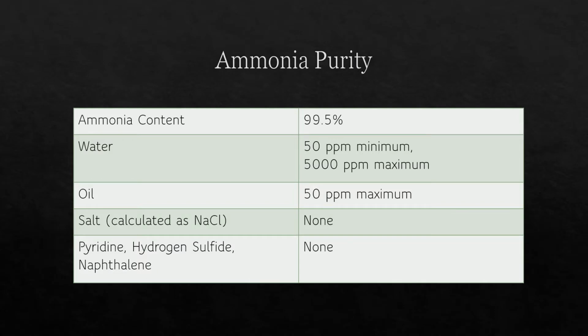Section 7.2.1 prescribes the purity requirements for ammonia used in a refrigeration system. The purity specified in Standard 9 matches Standard 2 for new designs and must have an ammonia content of at least 99.5%. Contaminants must be limited as specified in the table on this screen.